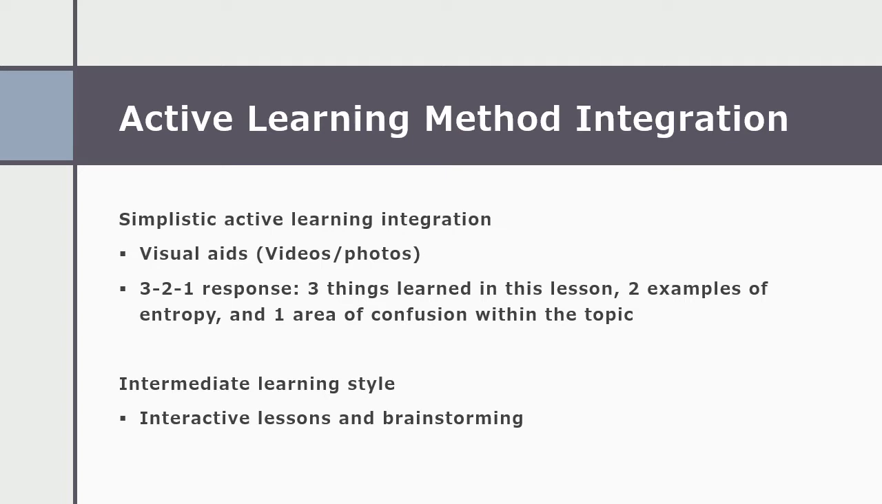An intermediate learning style is more interactive and provides room for critical thinking. For example, students can critically think about everyday activities where there are spontaneous and non-spontaneous reactions, rather than inside a chemistry lab where for sure there are different types of spontaneous and non-spontaneous reactions.